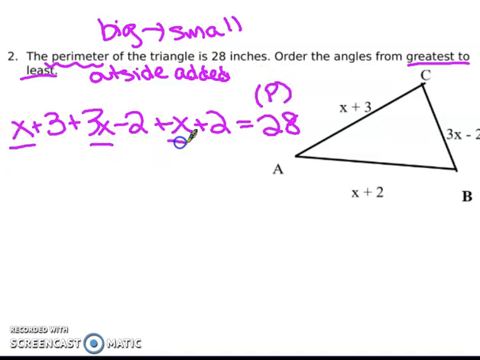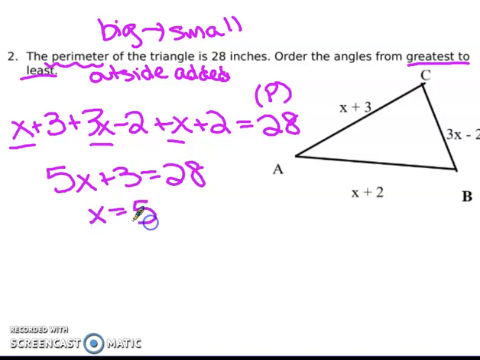Well, now I'm going to use algebra. We're going to combine. So 5x plus 3 equals 28. So x is going to be 5. Again, you found x, but we need to find our side lengths. So I'm going to plug 5 back in. So this side here is 7. This side here is 8. And this side is 13.